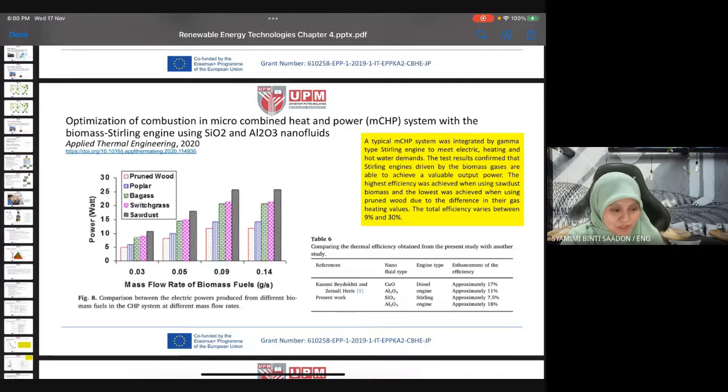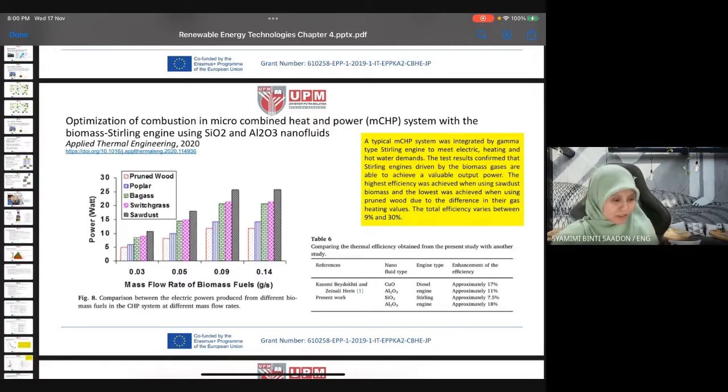So if sawdust has achieved the highest efficiency, it means that sawdust has a higher heating value, meaning per kilogram of sawdust can produce higher energy in joules compared to the lowest, prune wood. So the total efficiency varies. The total efficiency of the whole system, the micro CHP using biomass and a Stirling engine, is around 9% to 30%.